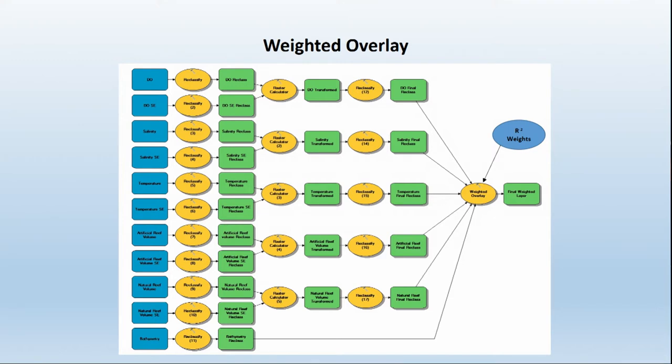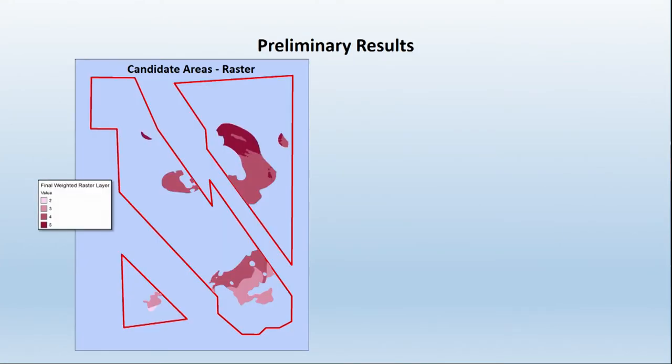So aside from that, the model performs all of the classifications, raster multiplications, and then feeds the outputs into the weighted overlay tool, which is also fed the weighted percentages calculated from their R-squared values. All that's left to do is run the model and then map the results. So here are the preliminary results. This is the rasterized version.